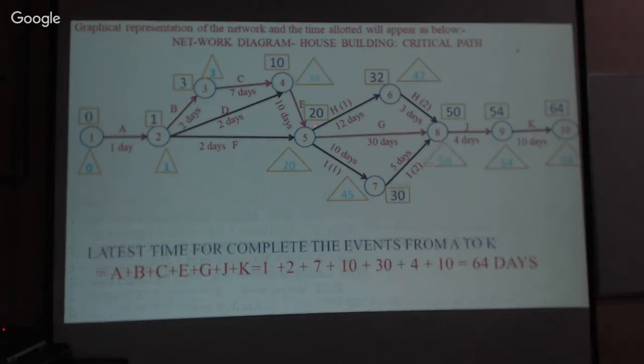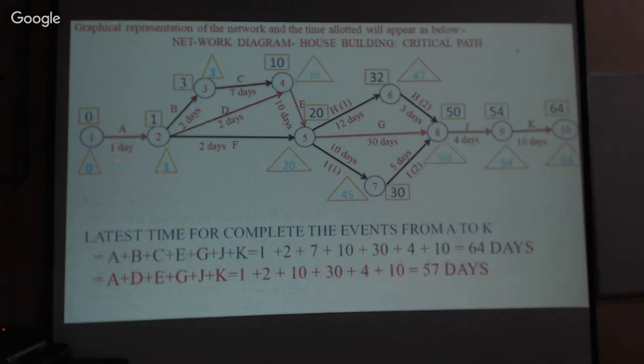Now this is the output. See, there are many paths here in the network diagram. That is one path. Now this will go like this. Please recognize the different color, that is red color. From here to here, this is the path. This is one path. To calculate this path, that is A, B, C, E, G, J, K. Now the number of days is equal to 64. This is the one path.